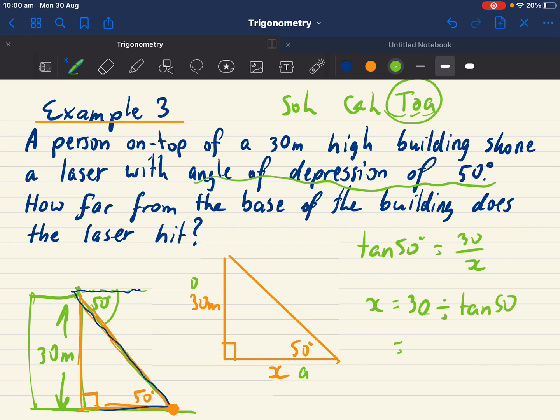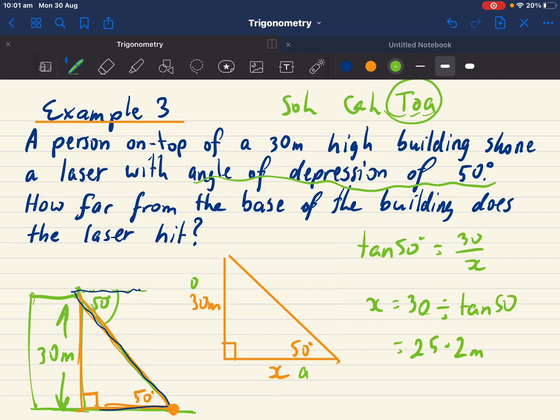You then type that in your calculator. You press the equals button. You get your answer. We weren't told what to round to, so I'm just going to round it to one decimal place. 25.2 meters. That's how far away the laser hit the ground from the base of the building.